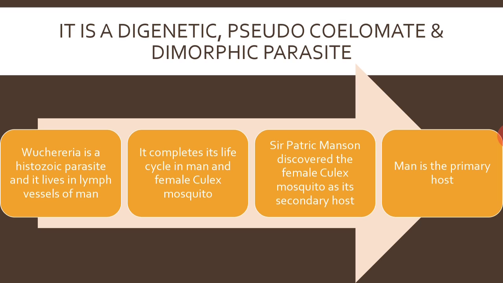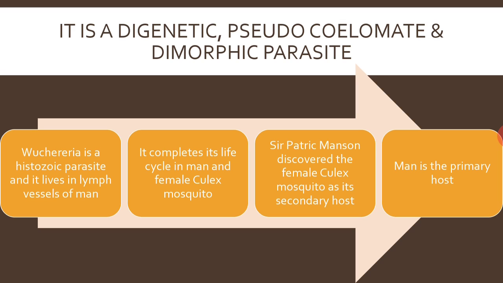And it is a pseudocoelomate because it belongs to the phylum Nematihelminthes, and we know that the nematodes are pseudocoelomates because the coelom inside the Nematihelminthes parasite is not surrounded by mesoderm. It is a pseudocoelomate. And Wuchereria bancrofti is a dimorphic parasite that exists in two forms.